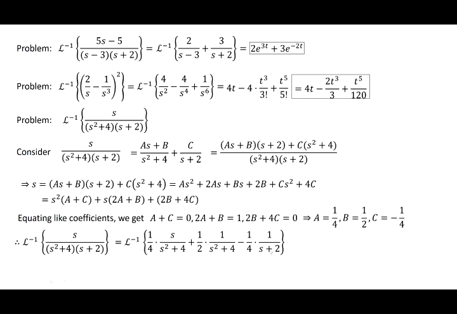And for 1 over s plus 2, the Laplace inverse is e to the negative 2t. That's exactly what I did.